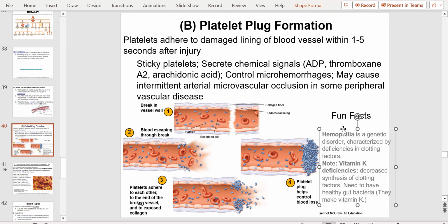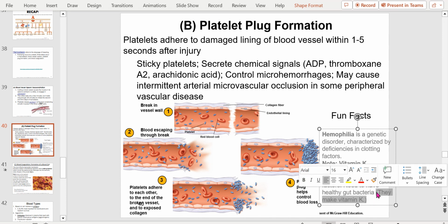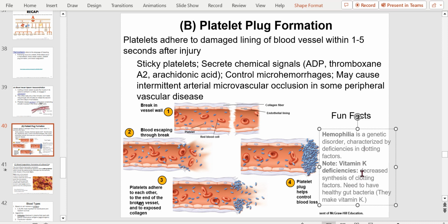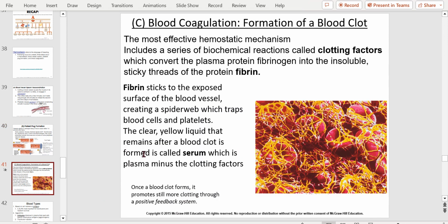Hemophilia, oh, I like these ones. I would give this one a read. Hemophilia is a genetic disorder characterized by deficiencies in clotting factors. Also, vitamin K deficiency causes decreased synthesis of clotting factor, and you need healthy gut bacteria for that. That's why you eat your yogurt. That's all in the large intestine. We give these bacteria a free place to live, and in return they give us vitamin K, which we need for this whole rigmarole.